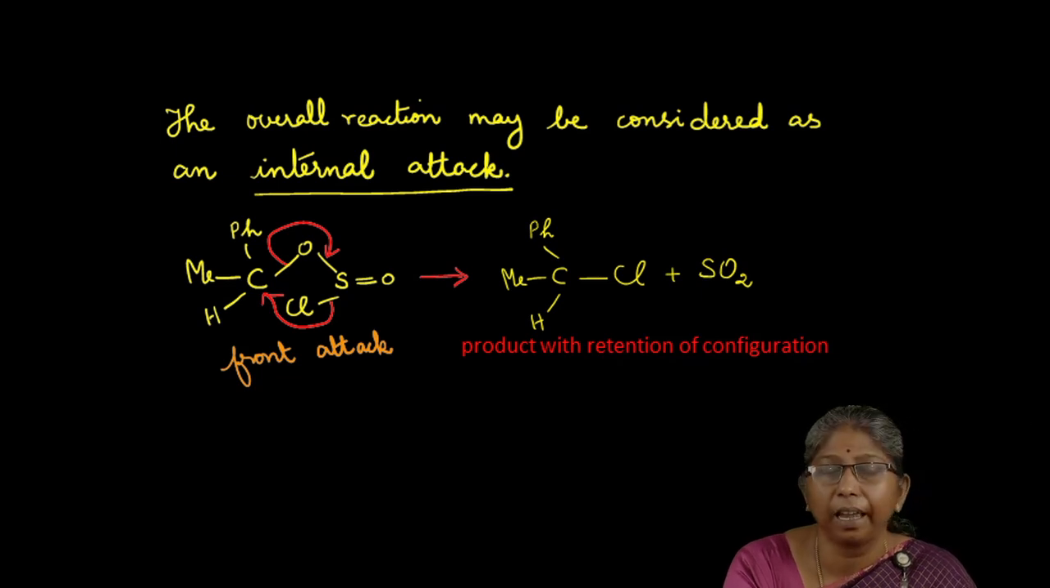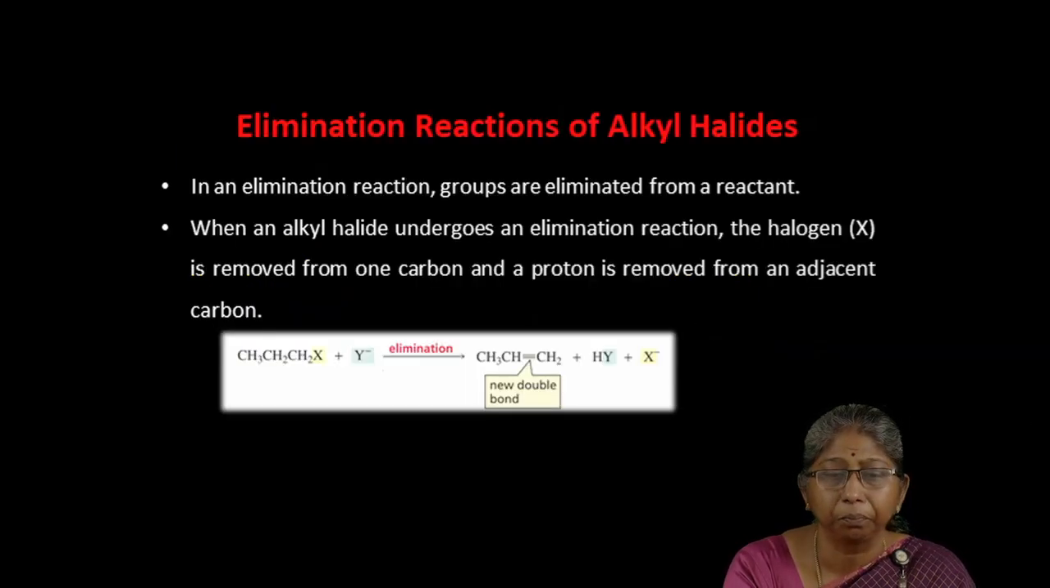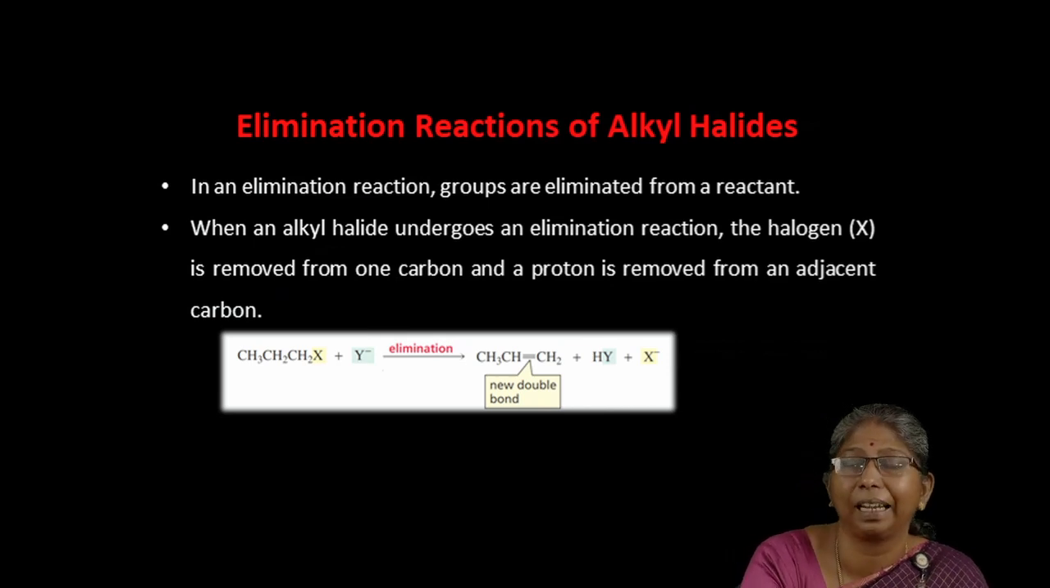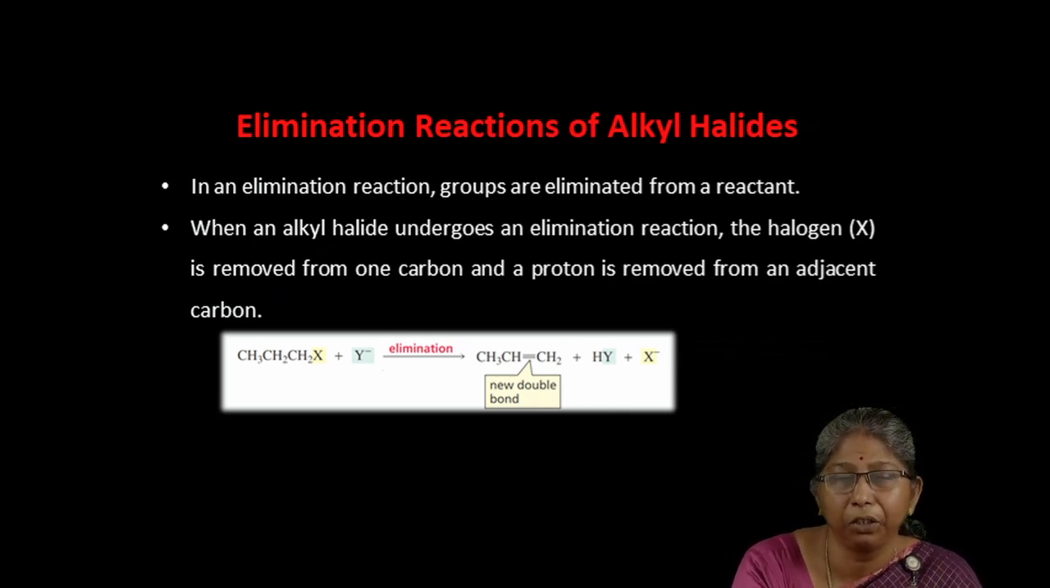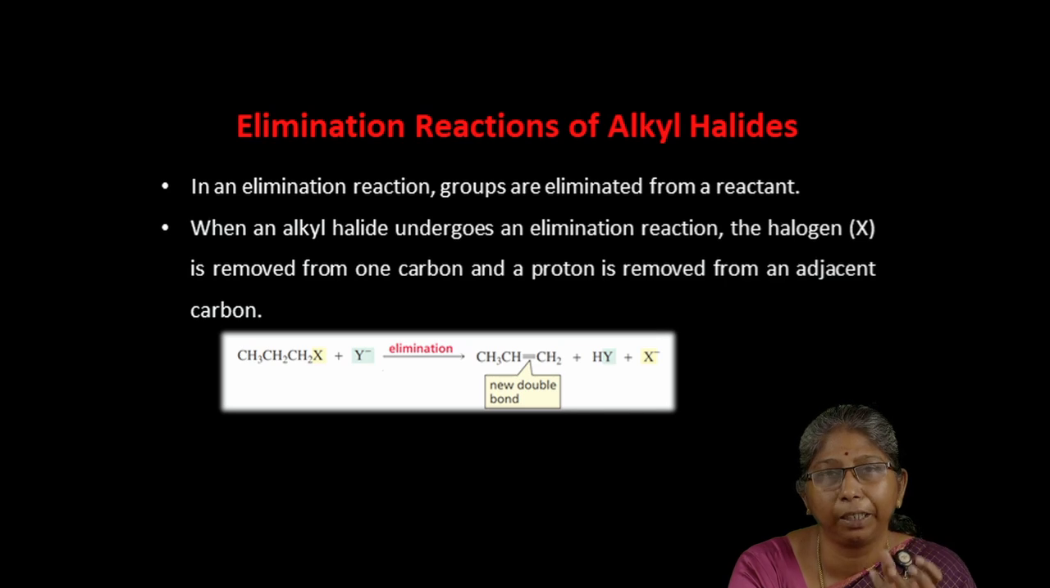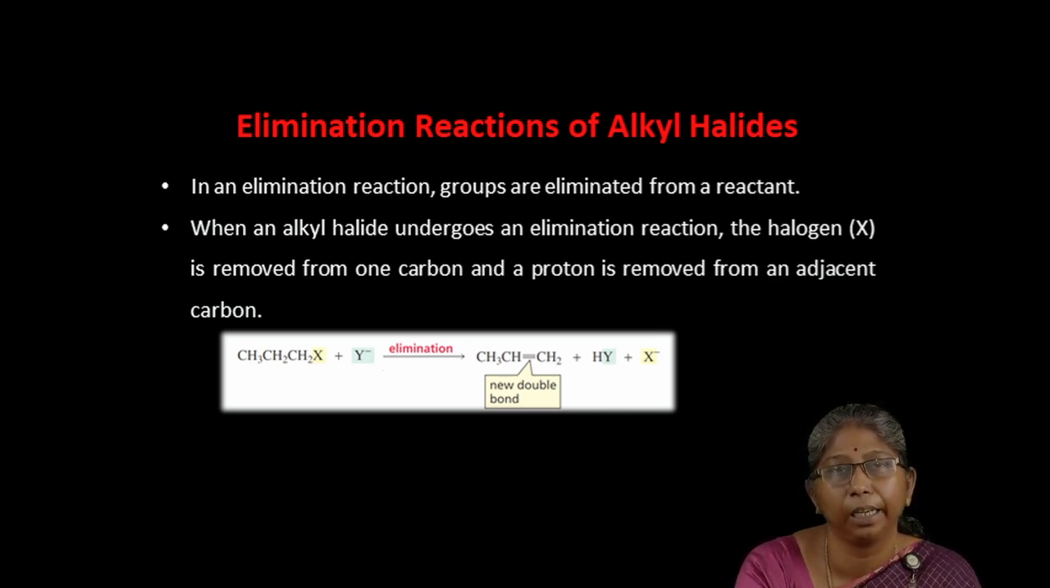Okay, this is a reaction for preparation of alkyl halides. Now we'll move to elimination reactions of alkyl halides. Here, what is meant by elimination? Elimination means removing a molecule or groups from a molecule, and it is called an elimination reaction.